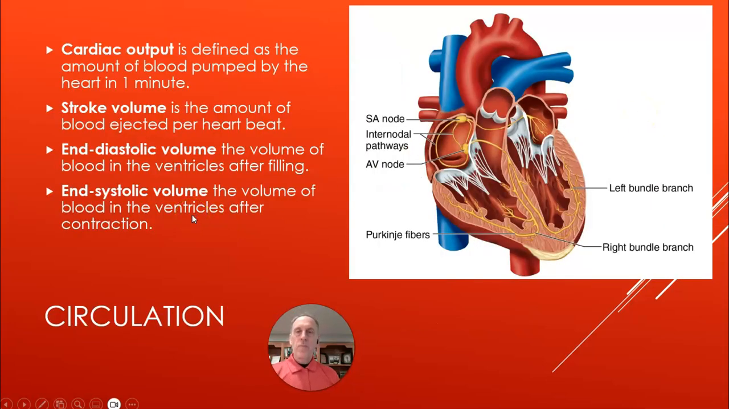Got it? Moving on. So cardiac output is defined as the amount of blood pumped by the heart in 1 minute. And that's usually written as a Q with a little dot on top of it. A stroke volume is the amount of blood ejected per heartbeat. So every time we have that contraction, squish, it's the amount of blood that's squished out of the heart. The end diastolic volume, you have to wrap yourself around systolic and diastolic, right? In terms of that terminology with blood pressure. The end diastolic volume is the volume of blood in the ventricles, these guys down here, after filling. With systolic, it's the volume of blood in the ventricles after contraction.